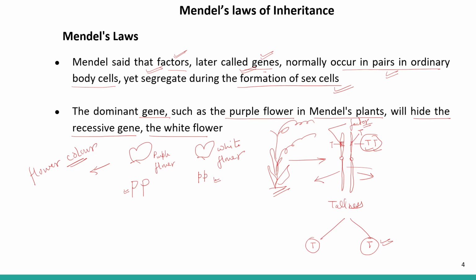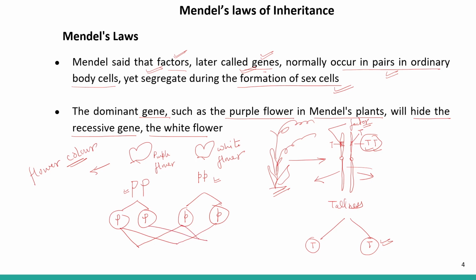Now what happened? The gamete will be formed that carries capital P, and the other gamete will be formed as small p, right? So what happened? There will be fertilization.